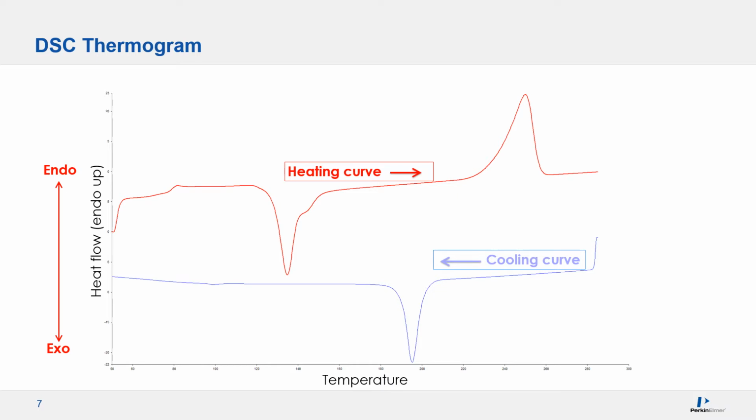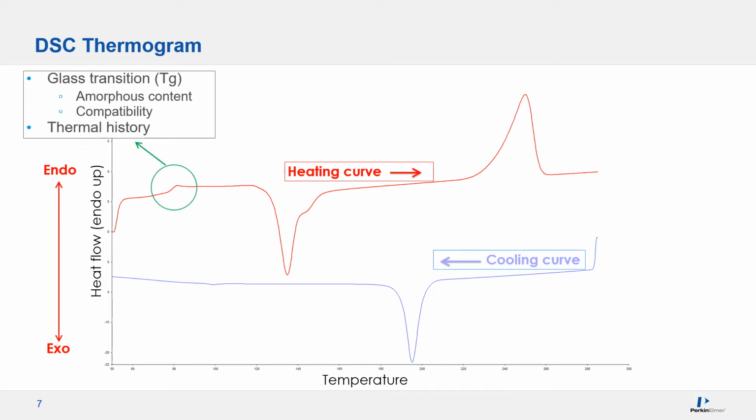From the heating curve, the first thing you see is probably a glass transition. Most people call it Tg, or T sub g. Tg is from the amorphous content of a material.